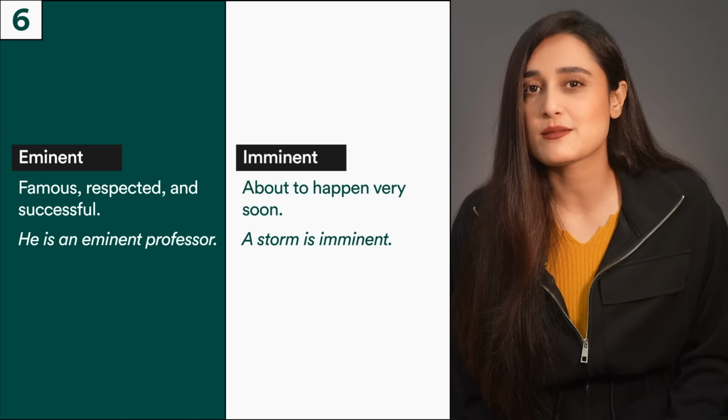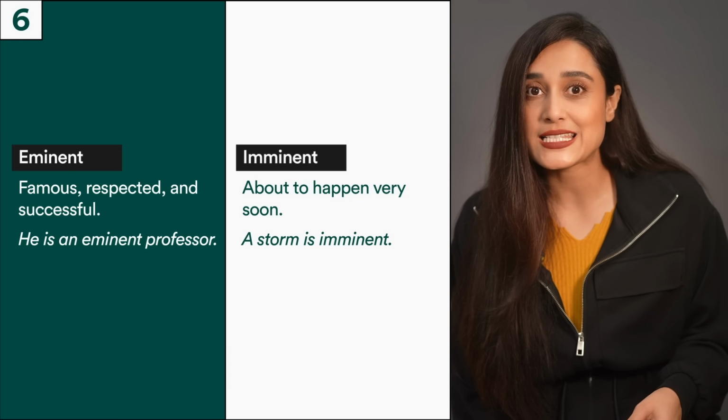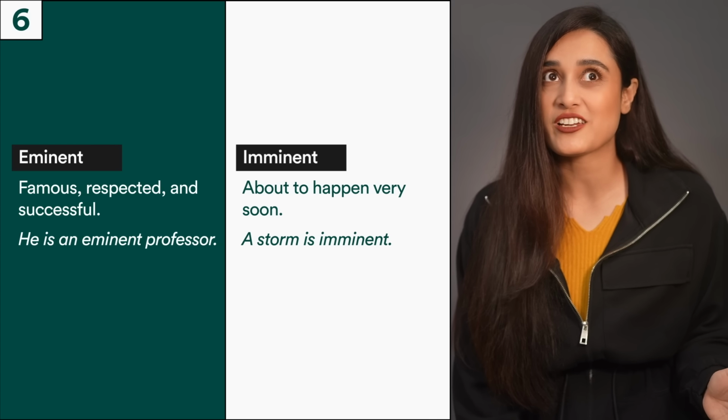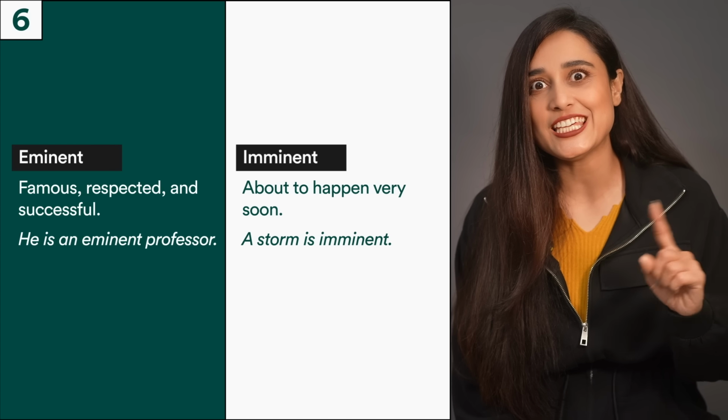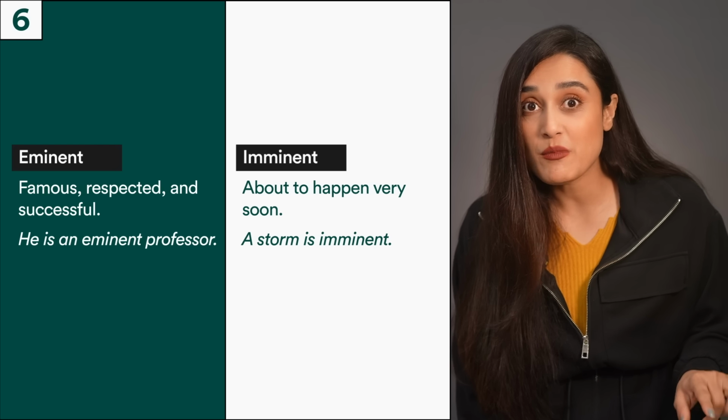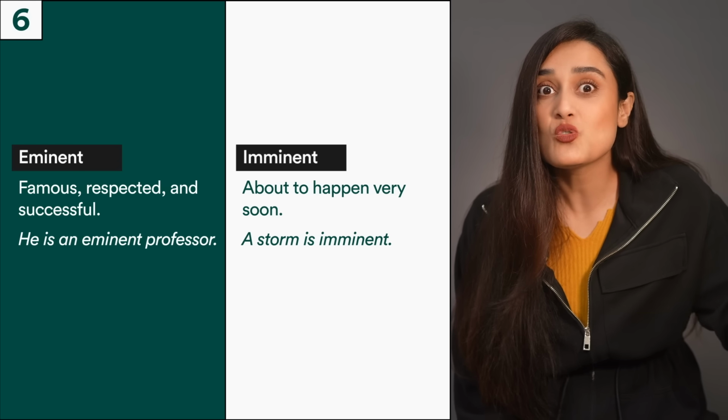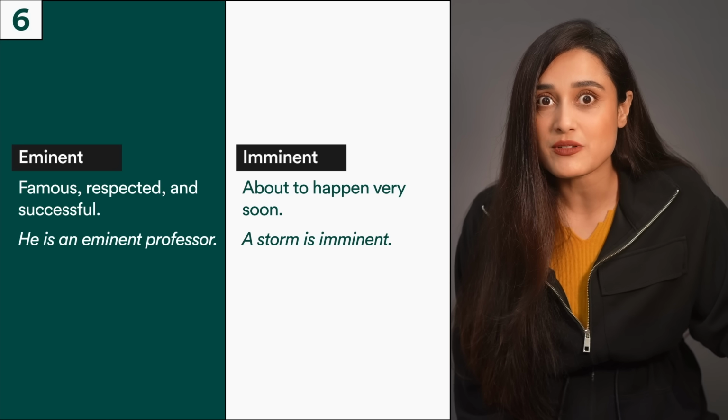Now here's a confidence tip for you. Think eminent as emperor, somebody who's important. So eminent, emperor, EE, important. Imminent is immediately, soon. Okay, immediately, about to happen, soon. See? Okay, moving on to the next pair.